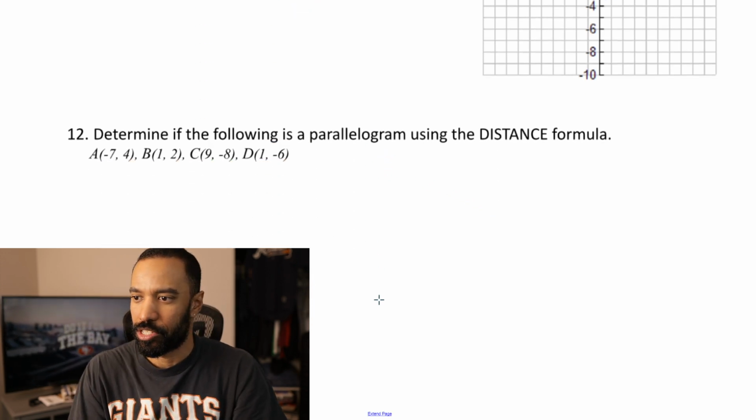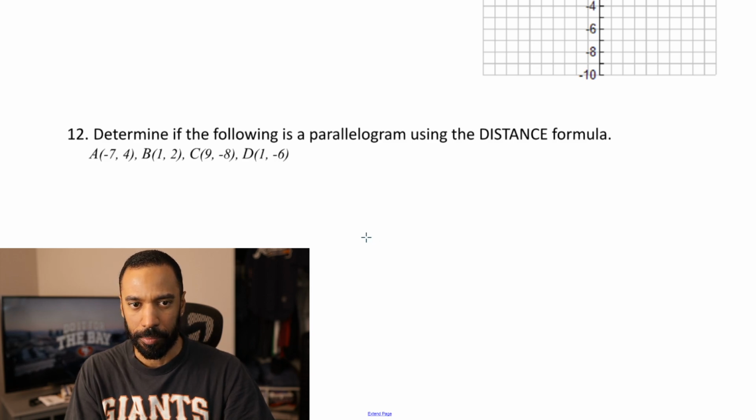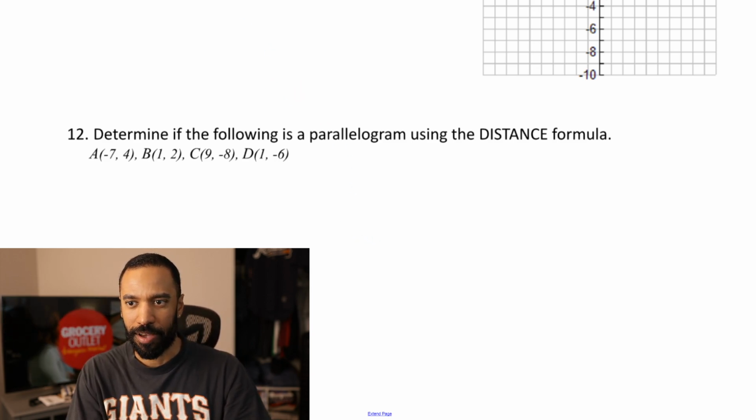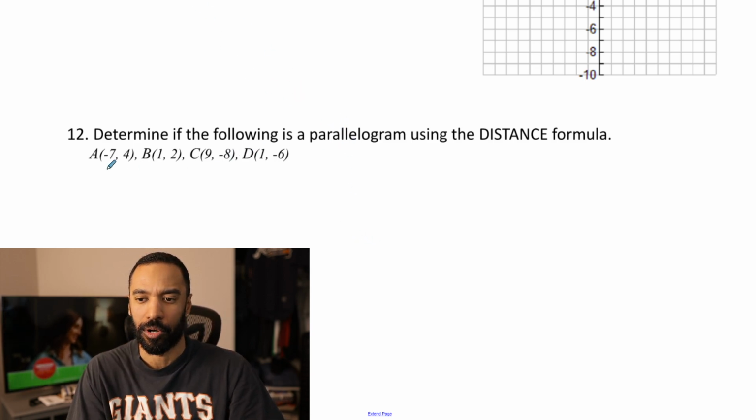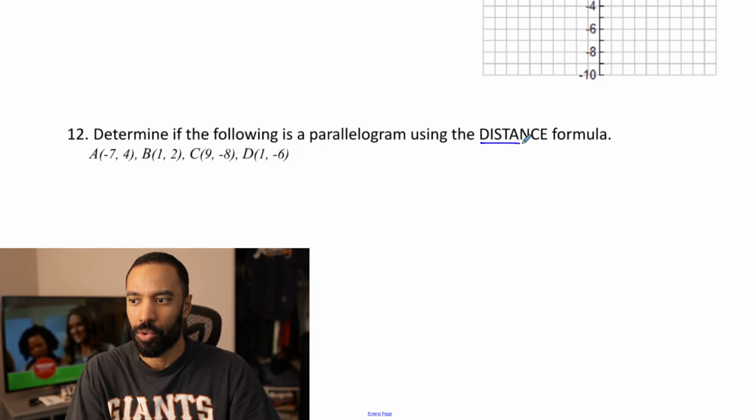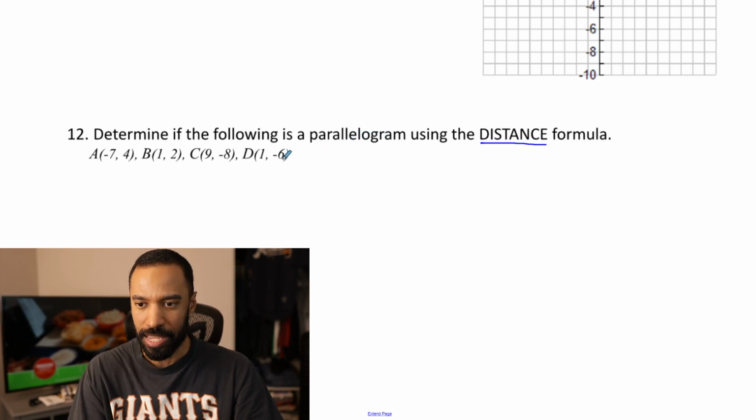Determine if the following is a parallelogram using the distance formula. So no graph provided. I'll show you a graph after to confirm that it worked out. But distance formula, what makes something a parallelogram with that? We need opposite sides to be equal.